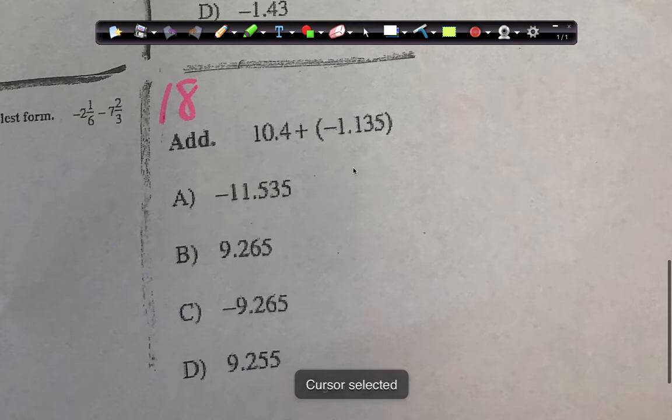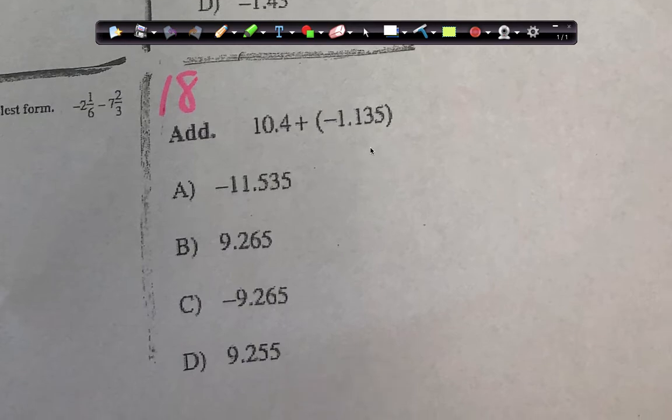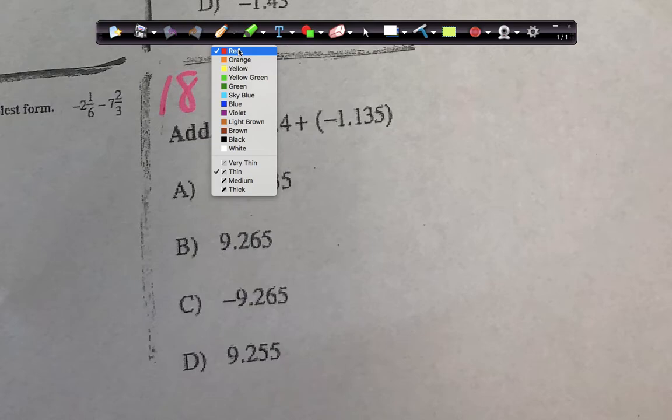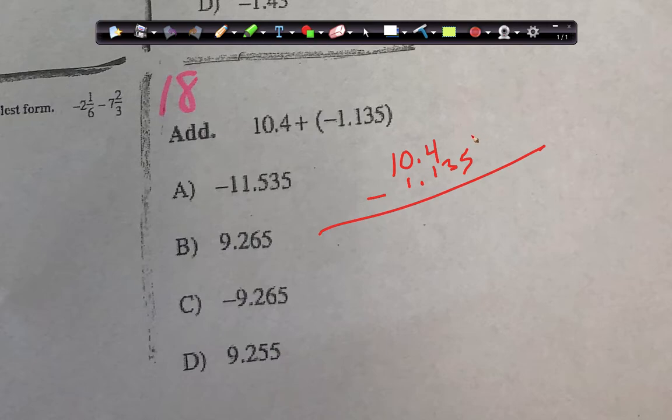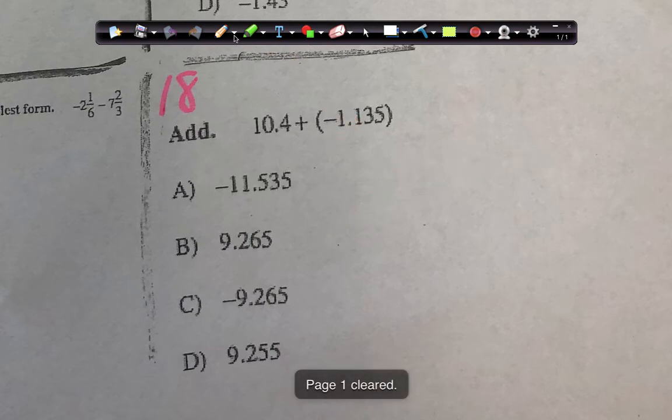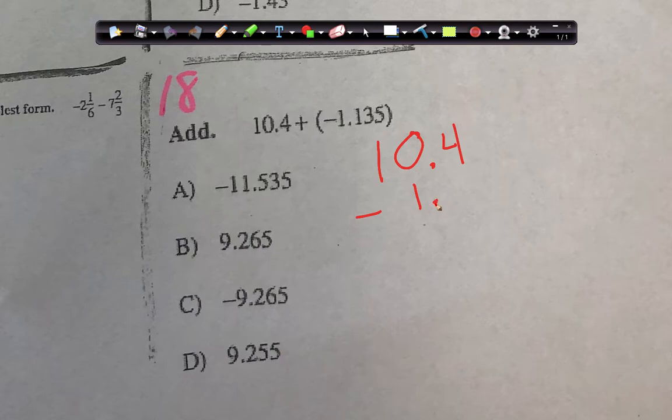Problem number 18. We're going to combine a positive and a negative, so we have to find the difference. So the difference between 10 and 4/10 and 1 and 135 thousandths. I'm going to make this bigger. So 10 and 4/10 minus 1. And the reason I made it bigger is I want to make sure we're seeing all the place values. So we put zeros in here.